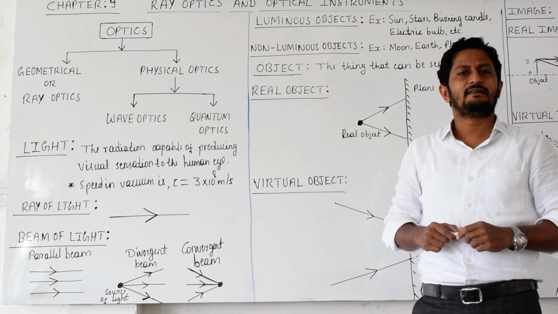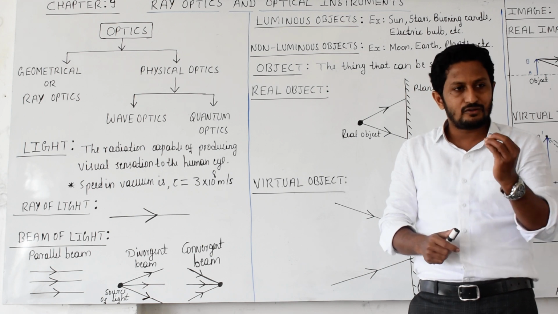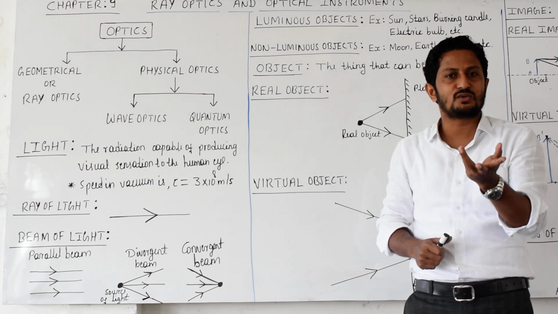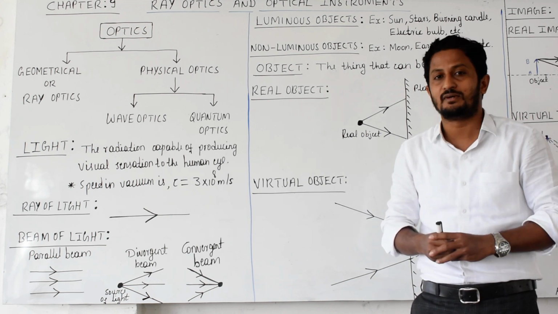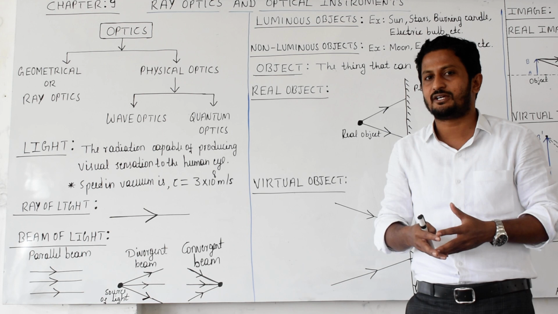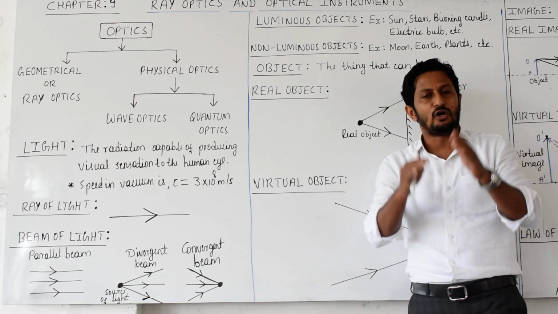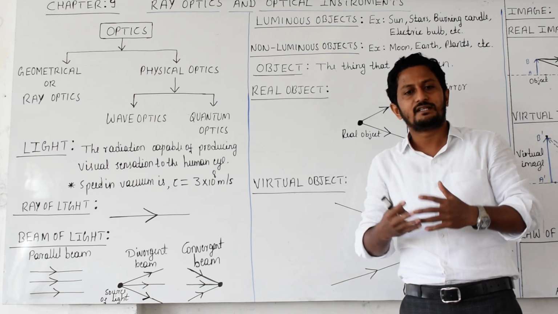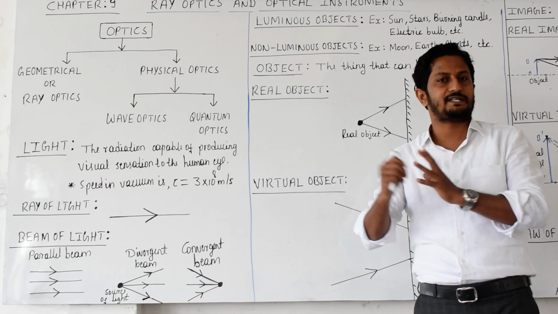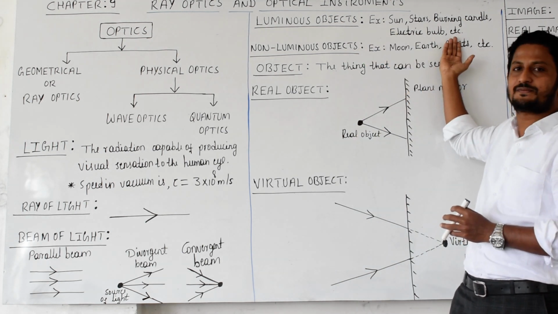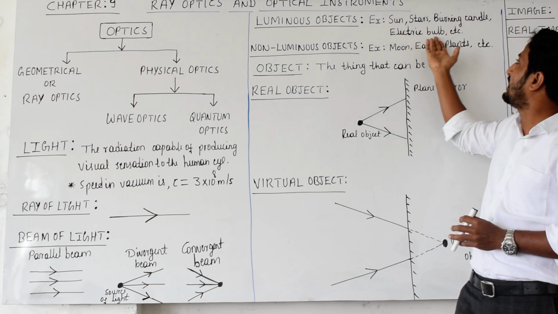There are many. An electrical bulb, when you switch it on, glows and shines. That means it is emitting light energy. So that electrical bulb emitting its own energy, you call it a luminous object. Like this, the objects which emit their own light are called luminous objects. I have written their examples here: burning candle, stars, sun, and electrical bulb.